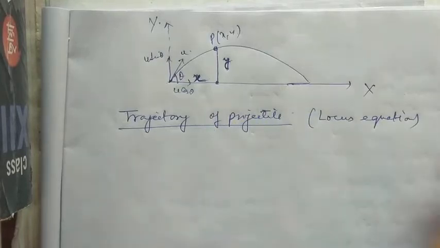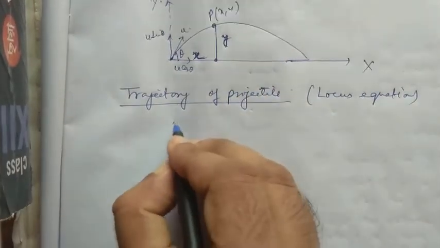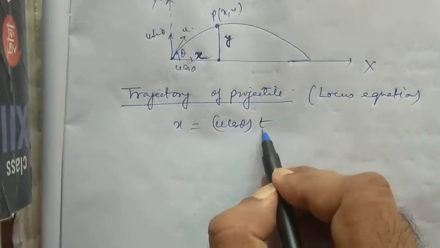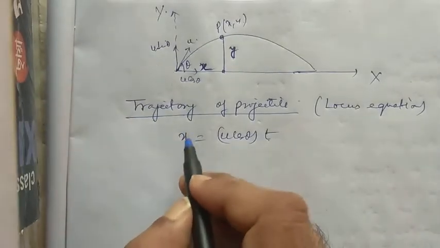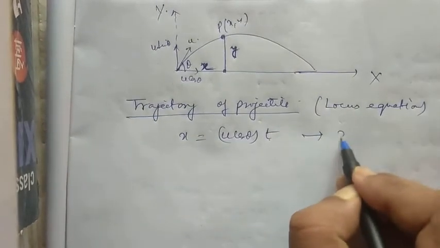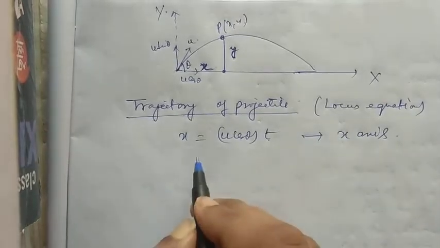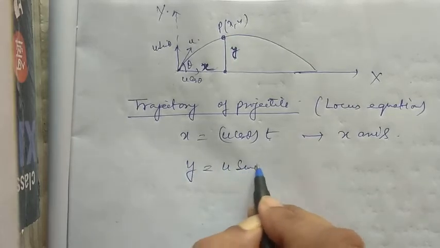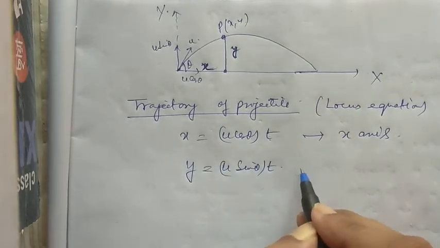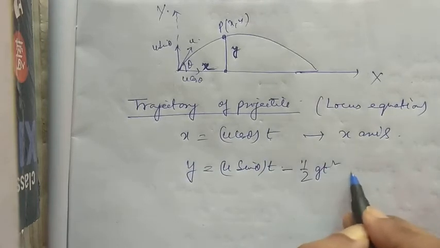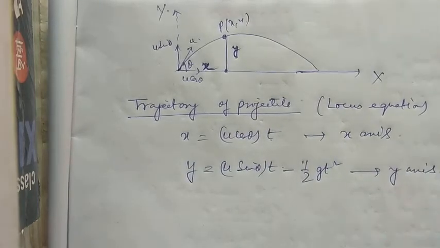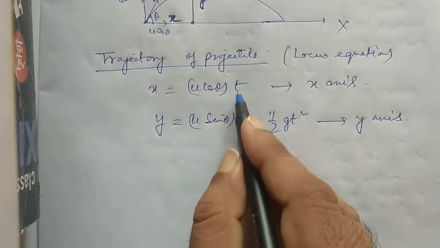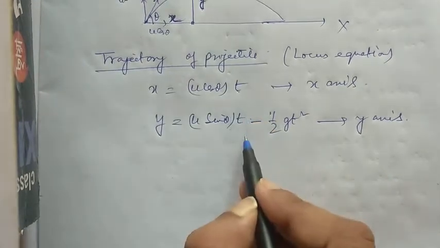We have to find it in a similar procedure: x is equal to u cos theta into t, where t is an arbitrary time. This is the equation of the trajectory along the x-axis. Now the equation along the y-axis: y is equal to u sin theta into t minus half g t square. This is along the y-axis. Now the variable that has to be eliminated between these two is t. So we replace t from equation number 1 into equation number 2.